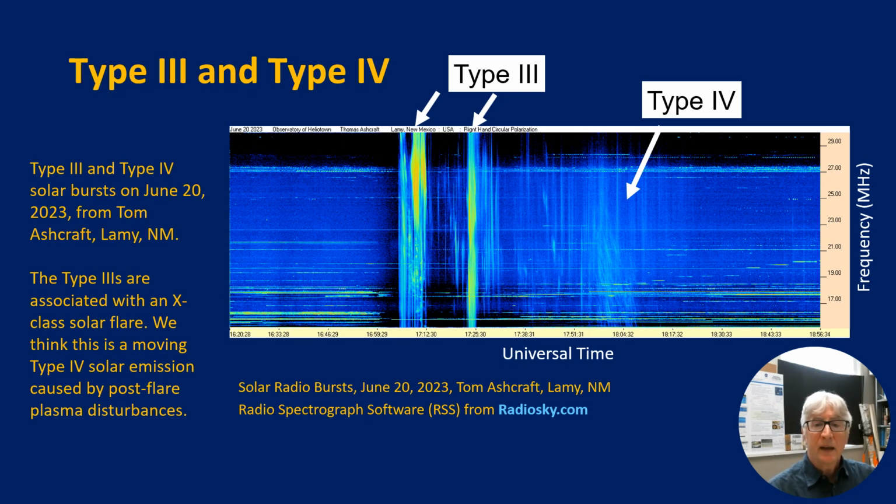This shows type 3 and type 4 solar bursts from June 2023 from Tom Ashcraft in New Mexico. The type 3s are associated with an X-class solar flare, and we think this is a moving type 4 solar emission caused by post-flare plasma disturbances. Also notice the blackout regions after the type 3 solar flares. This is common where you get radio emission blackouts after a large energetic event.